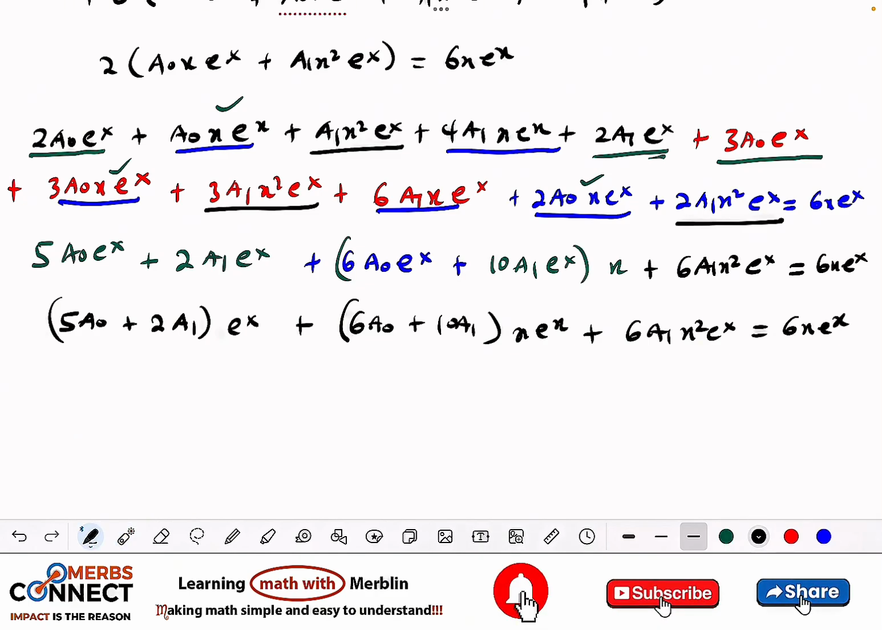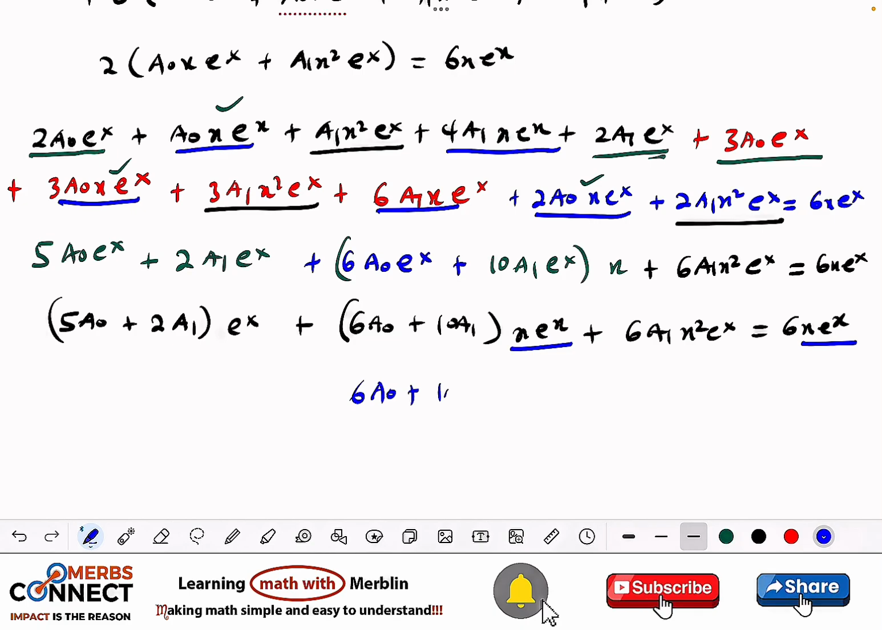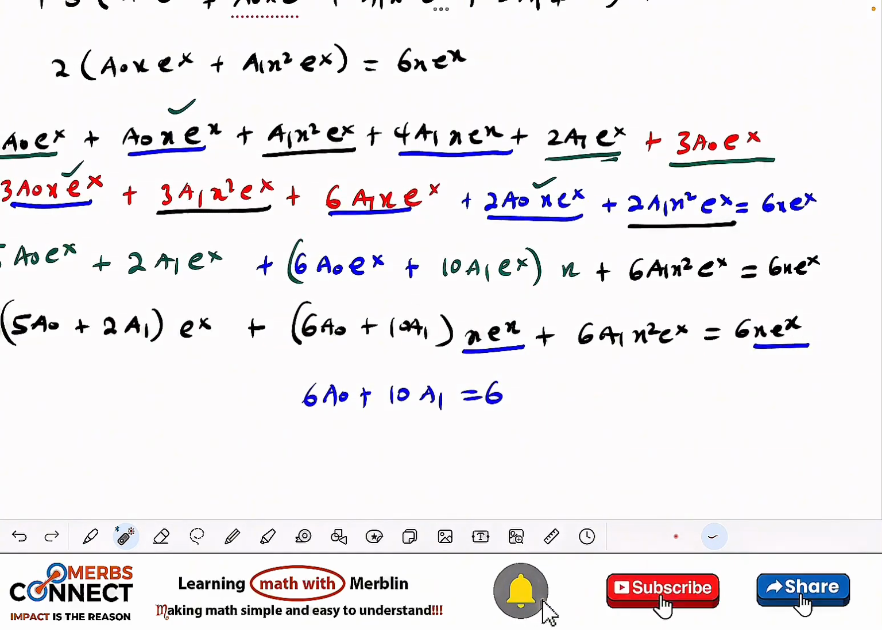We can see that we have x e^x here and we have x e^x here. So when I compare the coefficients, they should be the same. The first one is going to give us 6a0 plus 10a1, and this should be equal to 6. Now we don't have any term on the right that has x^2 e^x, so it means that the coefficient of x^2 e^x will be equal to 0. So 6a1 should give us 0, because we don't have any term on the right that goes with x^2 e^x.